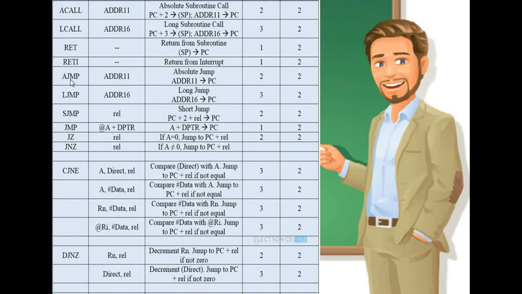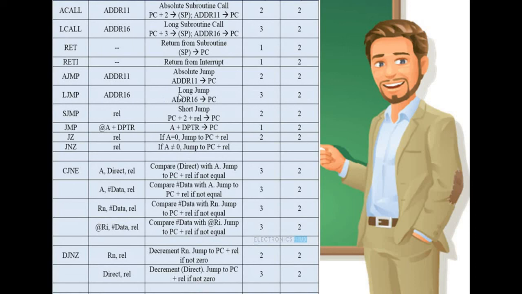Now absolute jump. Here the name itself says absolute. If you want to perform a task or execute with an absolute value, or obtain data which is present in another location, you need to jump to a particular location and fetch the data in order to perform the task.